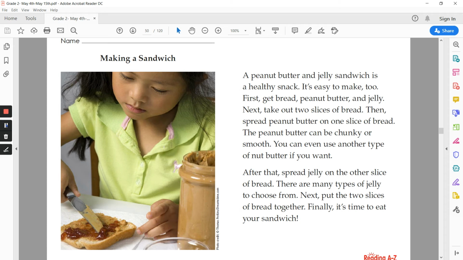You may have noticed in this passage that the author uses the word next many times. Think about which would make sense. Also remember that in a sequence text, the author tells the steps in order. So you can always go back to the beginning of the passage and reread to find those steps in order.